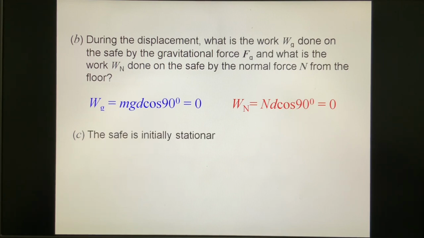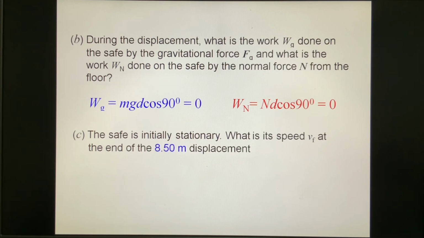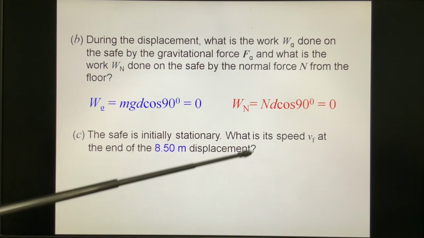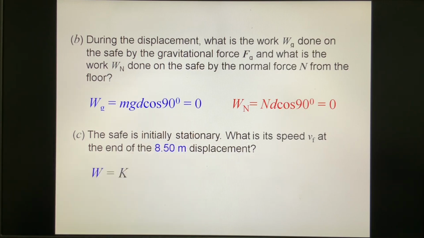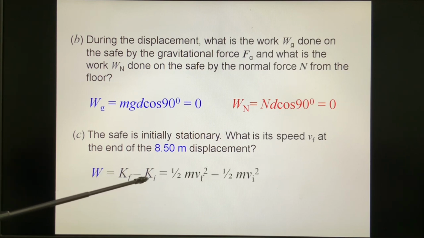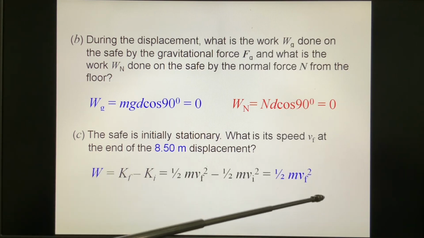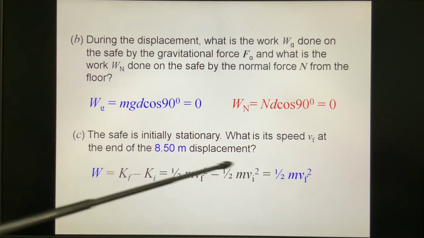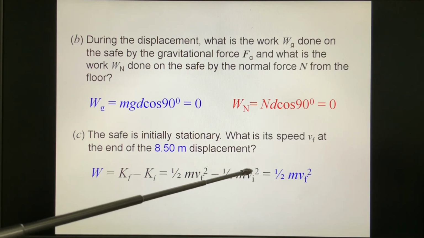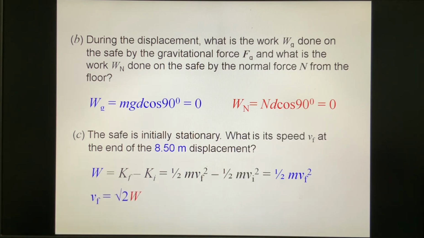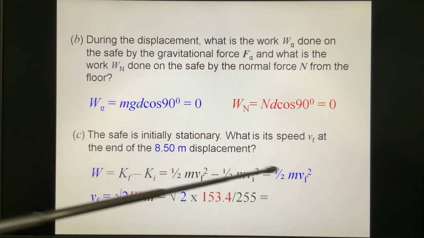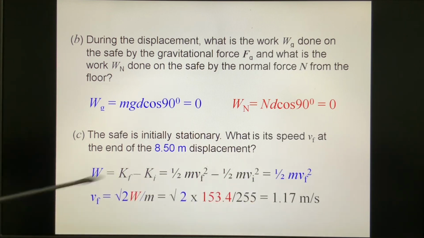Question C. The safe is initially stationary. What is its speed, v final, at the end of the 8.50 meter displacement? So we have the work equal to the kinetic energy change. We put this number in. v initial is 0 initially, so we get this number easily. v final is the square root of 2 W over m.